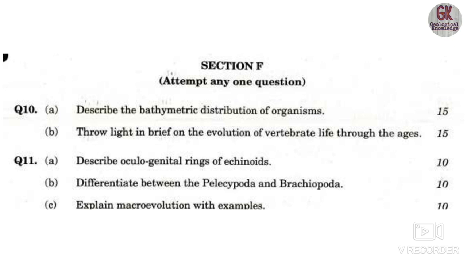Their mode of environment, where they occur, or their geological history, in which time they were occurring and when they got extinct. So that we have to talk about. Explain the macroevolution with examples. You have to explain the macroevolution. There are two types of terms, micro and macro, and macroevolution you have to explain with suitable examples.